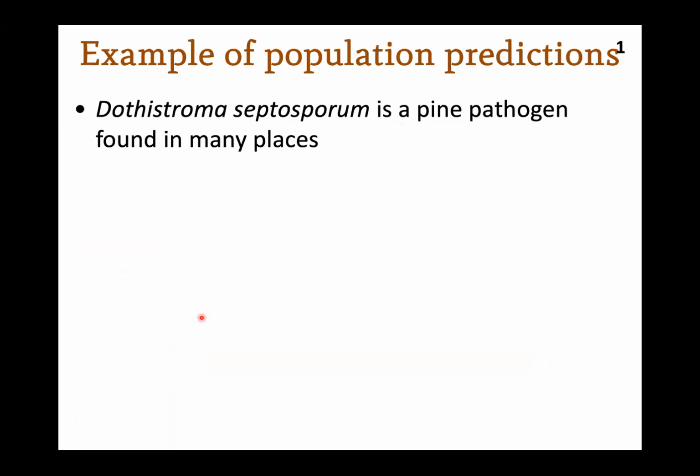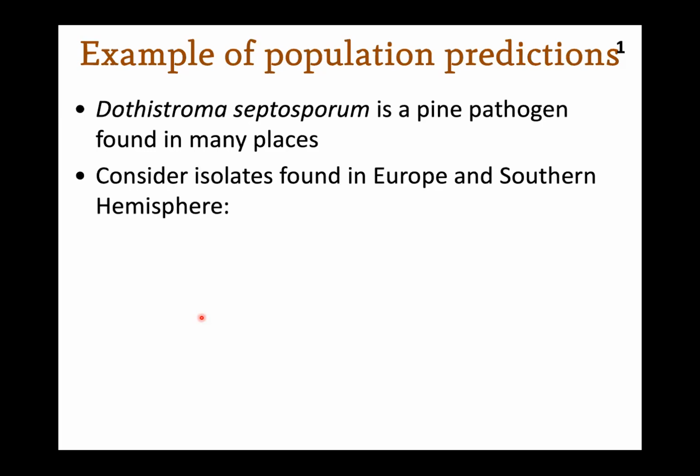Okay, and so what I want to do is take a look at a couple of examples of population predictions of fungal pathogens and how we can understand the nature of those pathogen outbreaks based on phylogeny. So the first example I'm going to look at is a fungal pathogen called Dothistroma septosporum, and this is a pine pathogen that's found across the world.